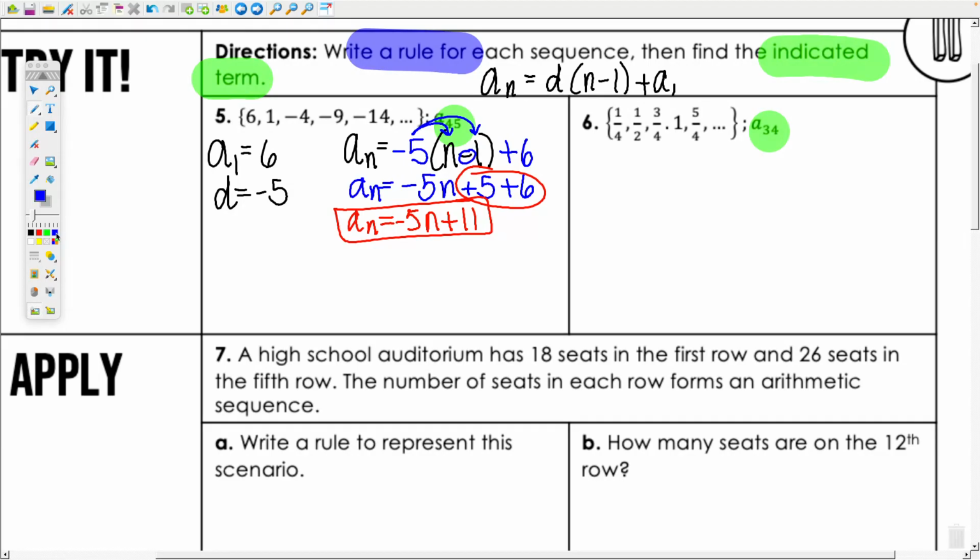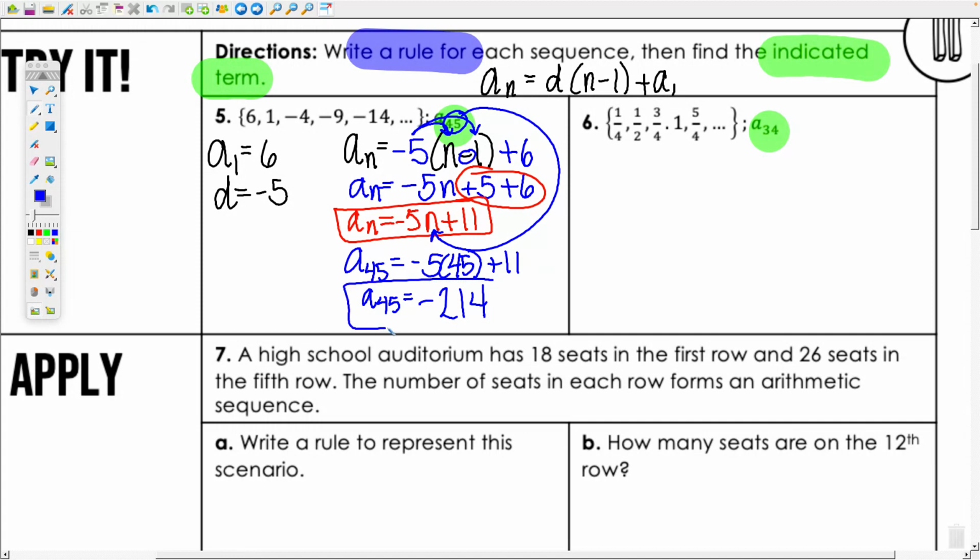Let's get to the next portion. Your indicated term is 45, so I'm putting that here. And now I can find a sub 45 by simply multiplying negative 5 times 45 and then adding 11. You should have done that because I paused the screen and waited a minute. I got negative 214. Does that sound right to you? Why is it 45? Never mind, I see it. Oh, I just took the number that was up top here.